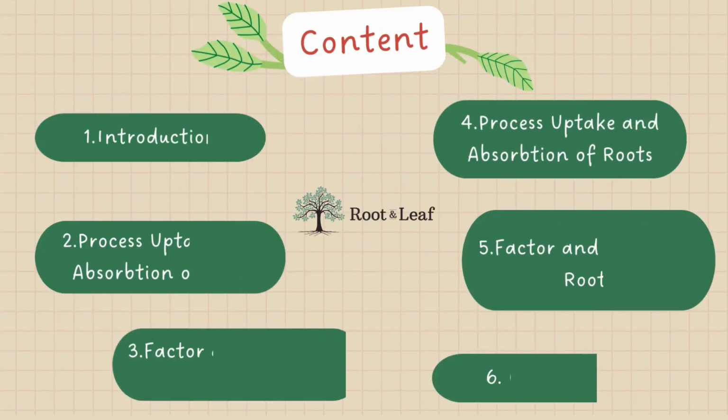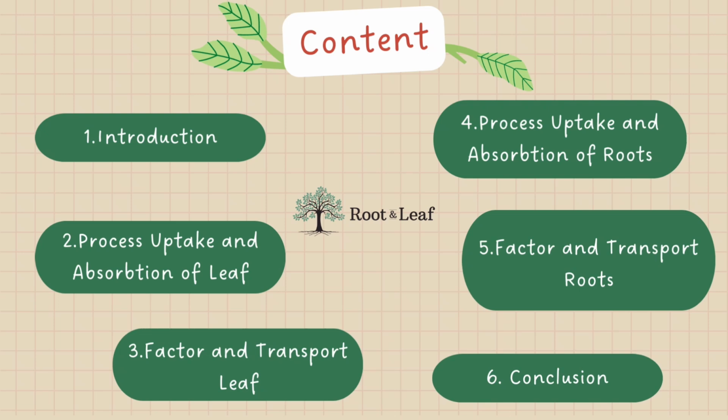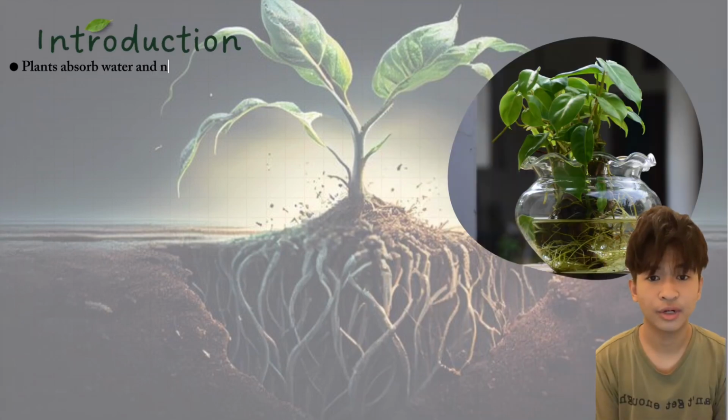So we're going to start with the content first. We have introduction. Second one is the process uptake and absorption of leaf. The third one is factor and transport of leaf. The fourth one is the process uptake and absorption of the roots and factors and transport of the roots. And the last one is conclusion. We're going to start with introduction first.